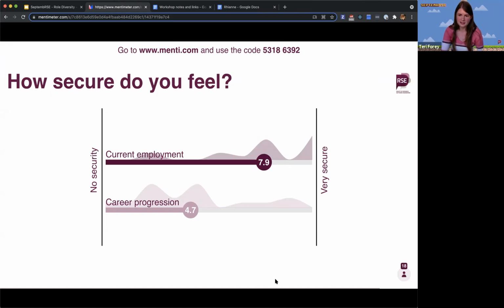Ooh, I think that's pretty much everyone. So definitely for current employment, people are fairly secure, although there are a couple of no answers there. But in terms of career progression, it's definitely under 50% for the majority of people here. And that is interesting. Concerning, but interesting.